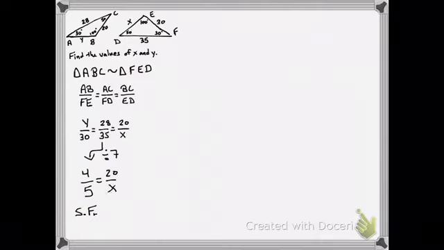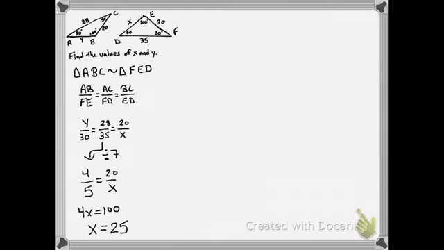And just like we did in the previous video, you can then cross multiply. Let me get rid of the scale factor. We know that that's what that is. And so if I cross multiply, 4 times x is going to be 4x. 5 times 20 is 100. They're equal. Then if I divide by 4, that tells me that x is equal to 25.